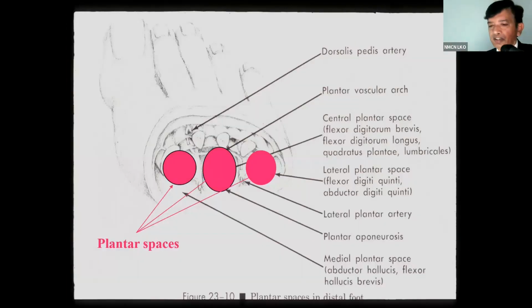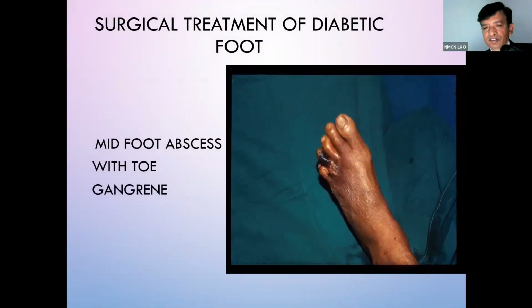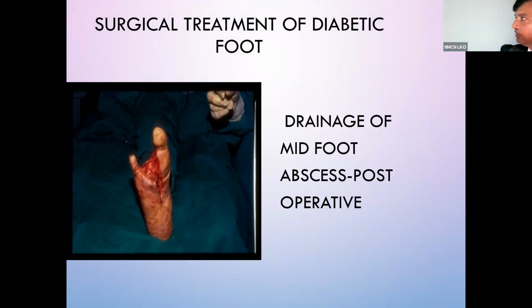So that's why these spaces are important, and once there is any infection of these spaces, you have to release them. Otherwise, there is a compartment syndrome, and Dr. Kari will tell you how to explore the foot. To explore and open these spaces, knowledge of these foot spaces is very important. So you see, if there is pressure, it leads to necrosis. And these are the practical examples. During the surgery, you have to explore the entire space. If you do not explore this space, you are not going to heal these ulcers.